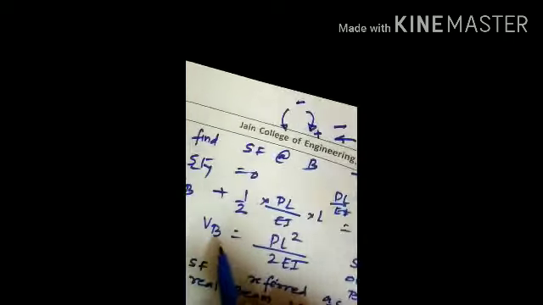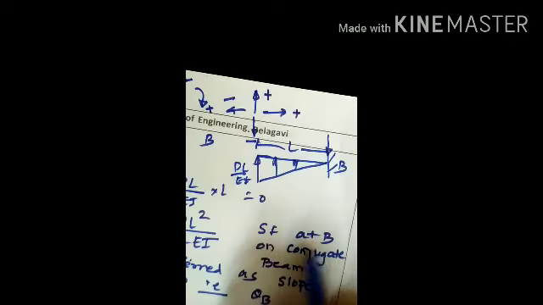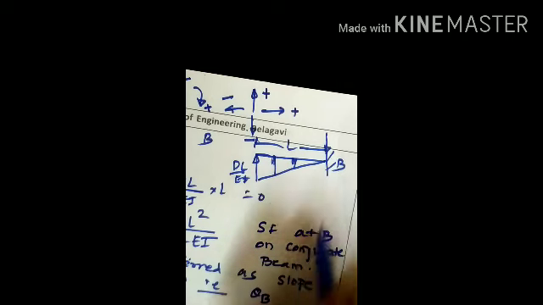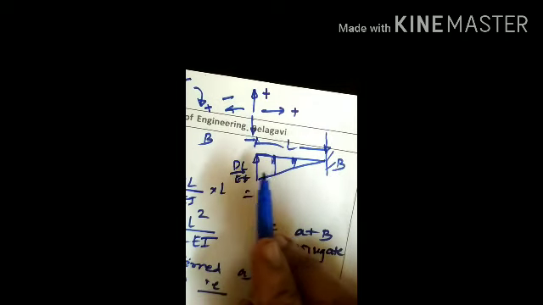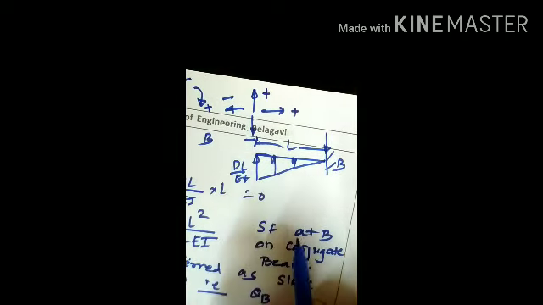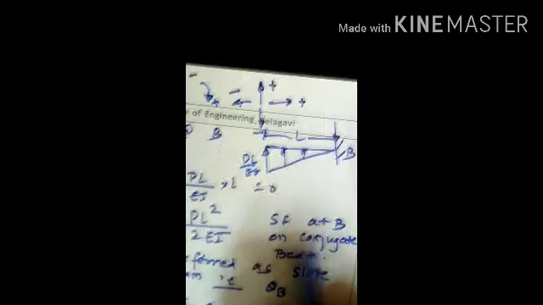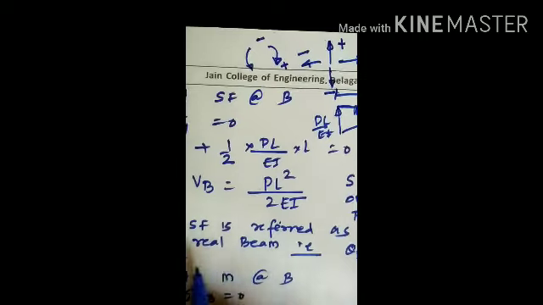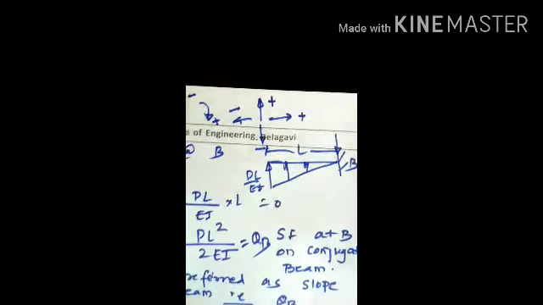Now what is this VB? VB is basically the shear force at B on the conjugate beam. This is the conjugate beam subjected to M by EI loading. So the same shear force is referred to as slope on the real beam. Same shear force is referred to as slope on the real beam. So this itself will be called theta B.